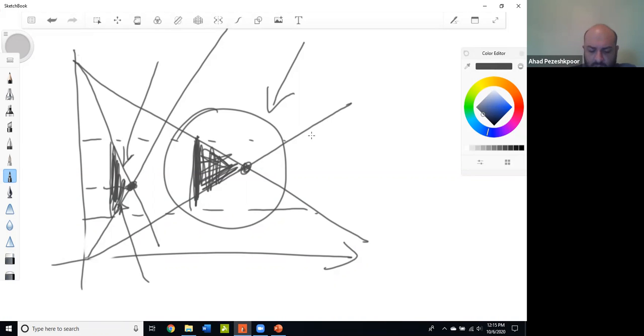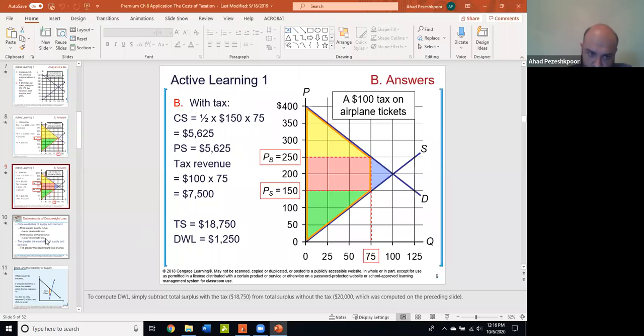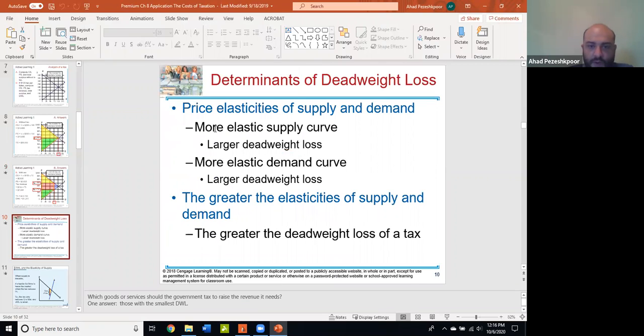So breakfast cereal. If you add the same tax to breakfast cereal, which is here, people would just leave the market. They don't need to keep consuming. They would switch to something else, eggs and bacon. They don't really need it because it's elastic. More elastic would lead to a larger deadweight loss, whether it's on the supply side or the demand side. The same also applies to the supply side.